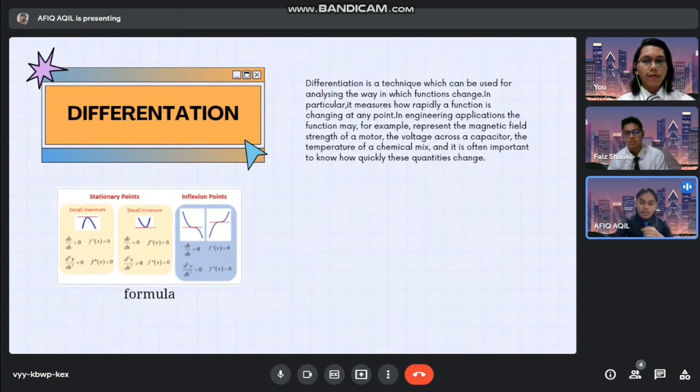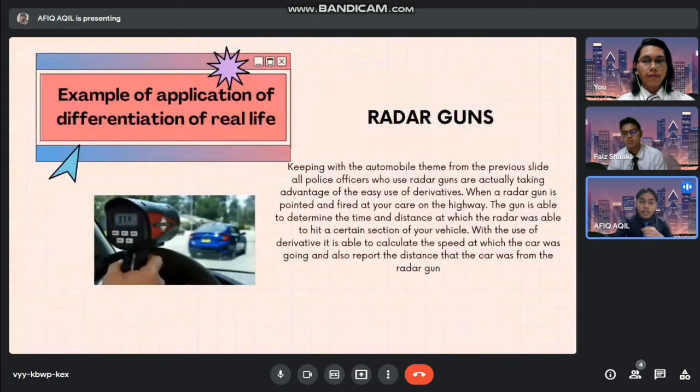Next, I will pass it to Ahmad Faidi to talk about an example of application of differentiation in real life. Okay, I will continue from Afiq. So I will talk about an example of application of differentiation in real life. In our discussion, we use radar guns. Firstly, keeping with the automobile theme from the previous slide, all police officers who use radar guns are actually taking advantage of the easy use of derivatives.